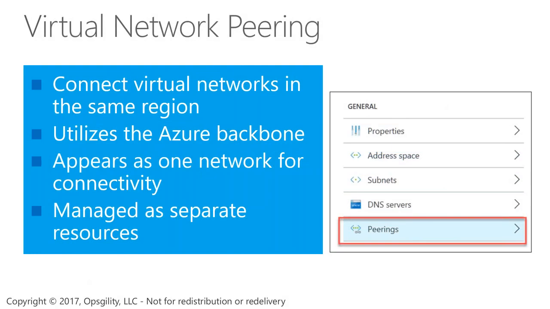I mentioned virtual network peering. If I have virtual networks deployed in the same region, I can set up a peering relationship. Now this connects the virtual networks using the Azure backbone. It does not require a site-to-site VPN, and the bandwidth is the same really as within a single virtual network. So it's very responsive, very low latency.